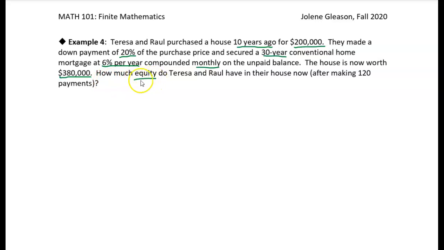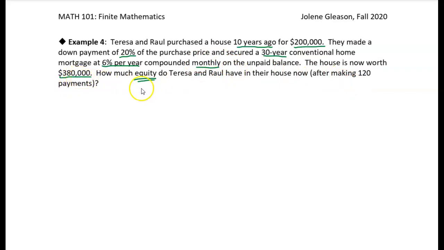How much equity do Teresa and Raul have in their house after making 120 payments? Okay, so that's 10 years, 12 months a year, so 120 payments they've made. They still have 20 years on their mortgage, so they've got some of their house paid off, but not all of it. And now their house is worth $380,000.